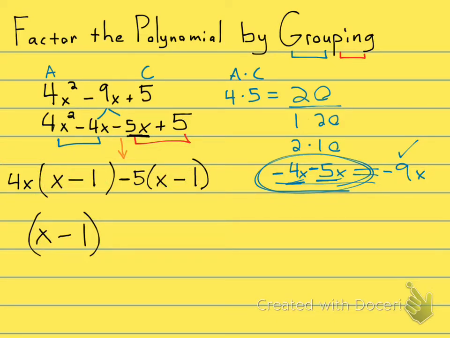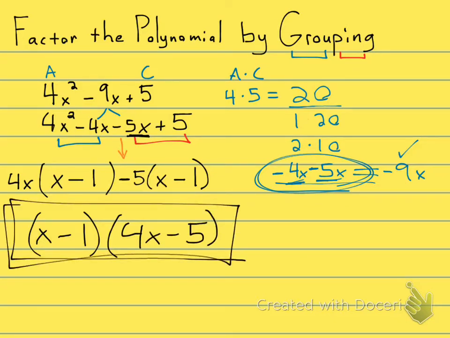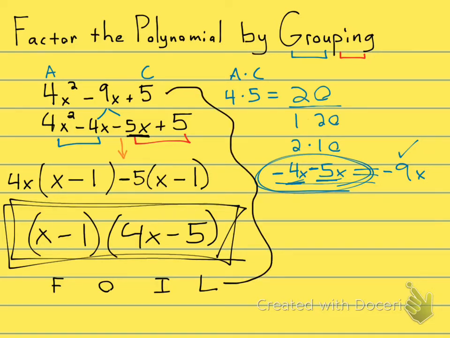So here's my x minus 1. Here is my 4x minus 5. And now I'm done. And if you want to check this problem, you're going to FOIL this out. And if you FOIL this out, F-O-I-L, you're going to find out that you will get the same thing that you started with.